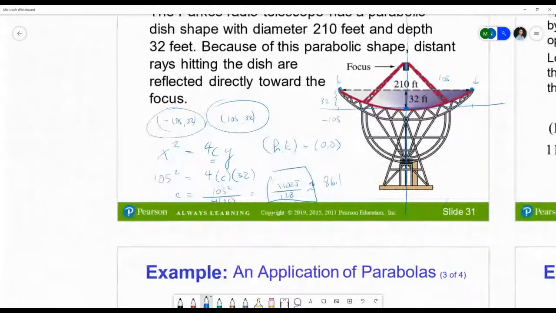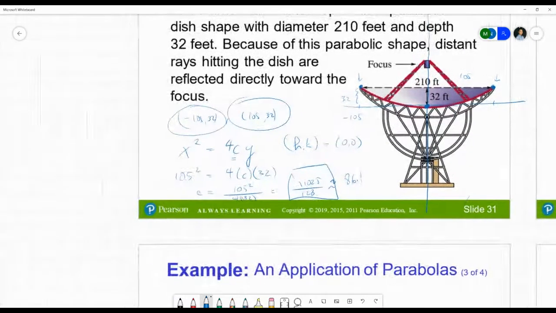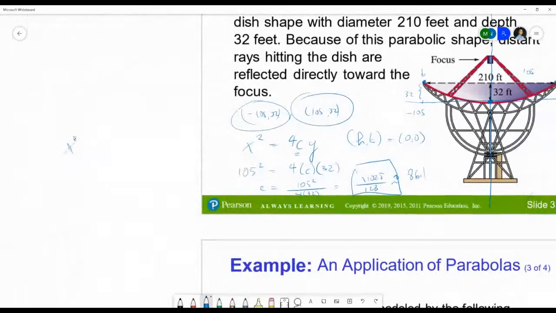So our equation is then x squared equals 11,025 divided by 32 times y. It's 32 because there was a 4 here that we simplified. All right, so that's my equation.